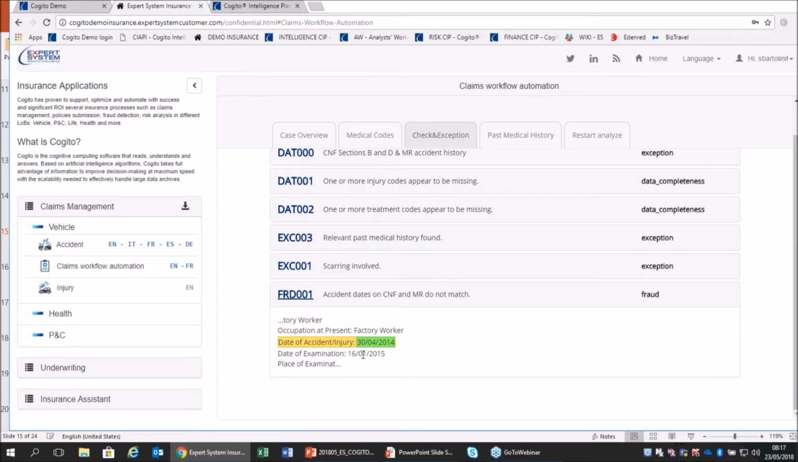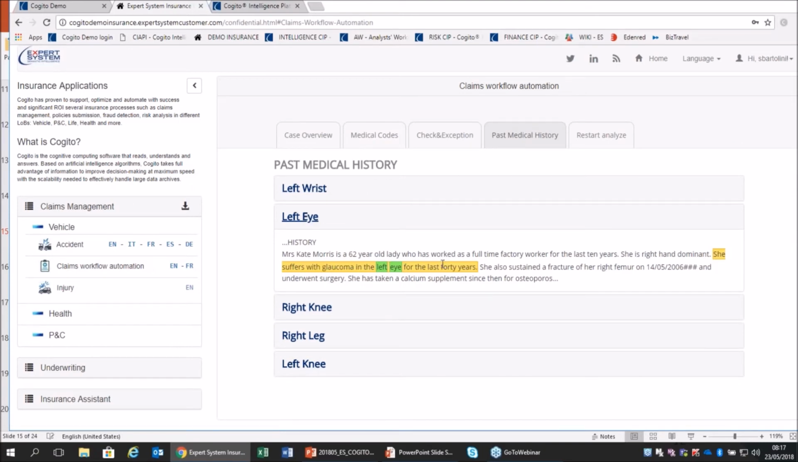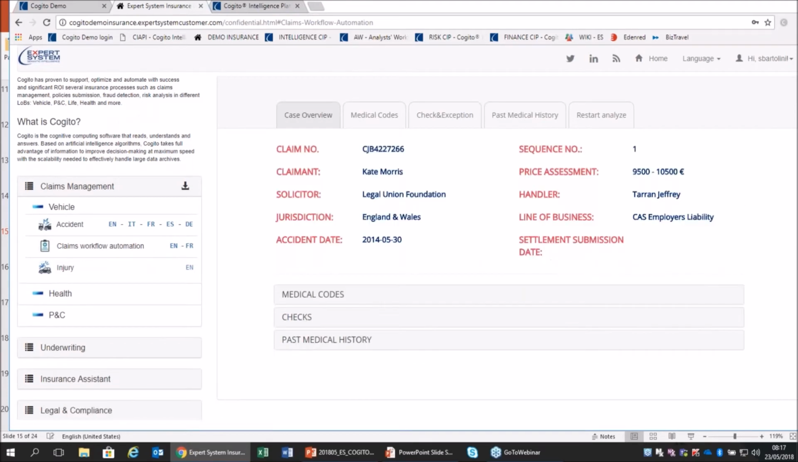When we compared the two documents, we found that the claim notification form and the medical report have different dates. Another type of information that I can extract is also the past medical history of my claimant. It's very important to compare the data from the past medical history and detect potential fraud, because when people ask for reimbursement, it is an important thing to analyze. So at the end, based on other parameters, I can give a price assessment, a range of a price assessment.